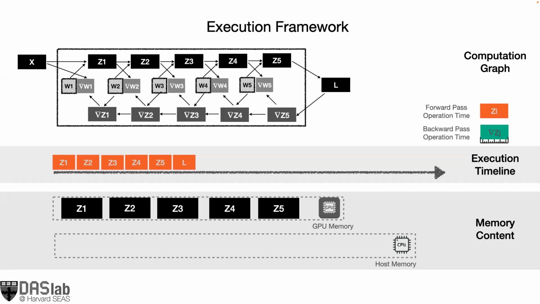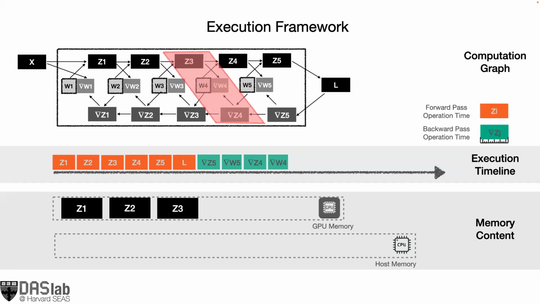Now we start our backward pass. With the loss function and Z5, we can calculate delta Z5 and then delta W5, which are the gradients of W5. To calculate the gradients of W5, we need Z4 and delta Z5. After we have the gradients of W5, we can update W5. Then we can delete all of them in memory because we have finished using them.